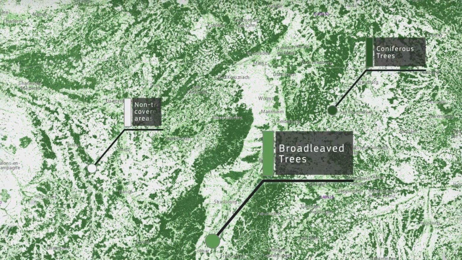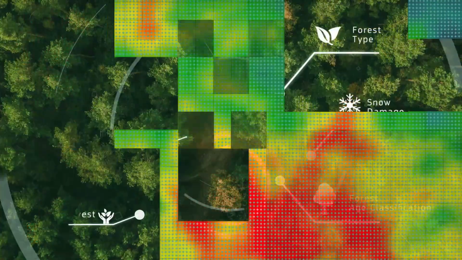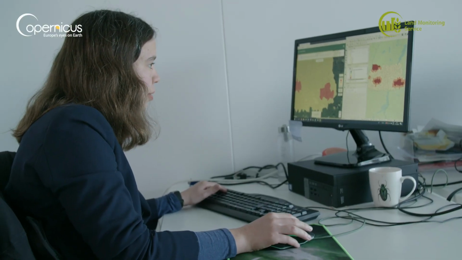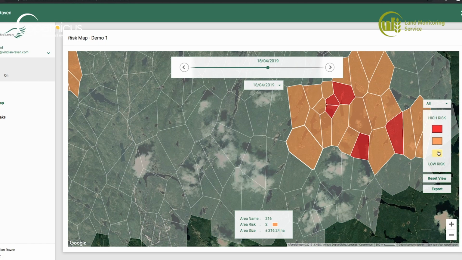So in order to see where there is likely to be a problem with bark beetles, we need to know which tree species is present. We need to know the height of an area, the temperatures, and the management of that area. From all this data, we generate a risk map that shows in 3 classes whether the risk of an outbreak in one area is high, intermediate, or low.